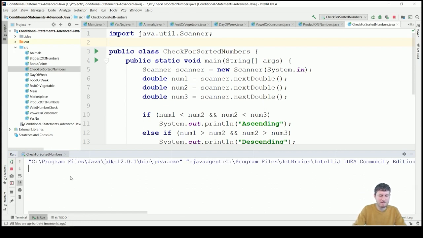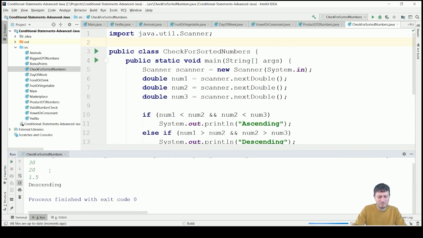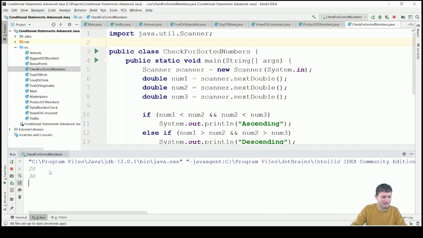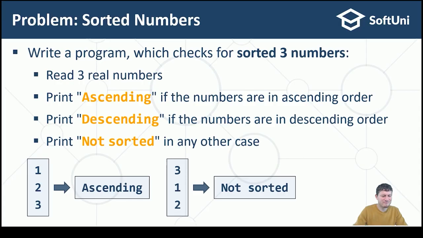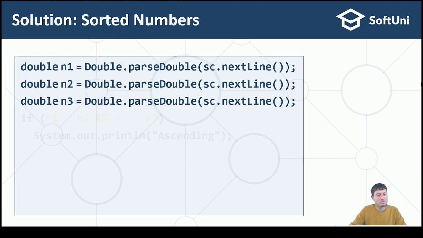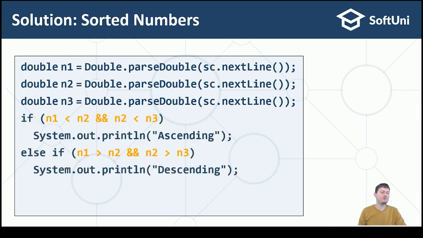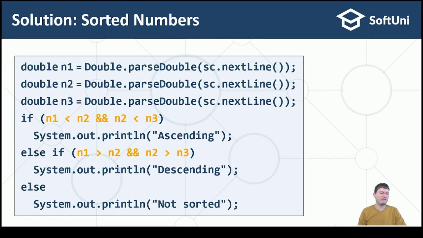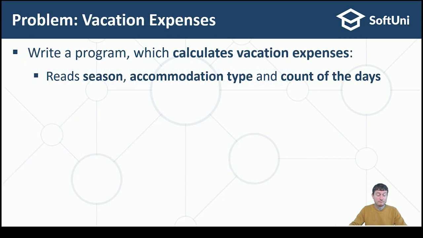10, 20, 30, it's ascending. If we have 30, 20, 15, it's descending. If we have 20, 30, 5, it's not sorted. Looks correct, so let's see the original solution we had. Oh, it's exactly the same, with this strongly ascending and strongly descending problem definition. Okay, we're done with this problem, so we can go ahead with the next one.